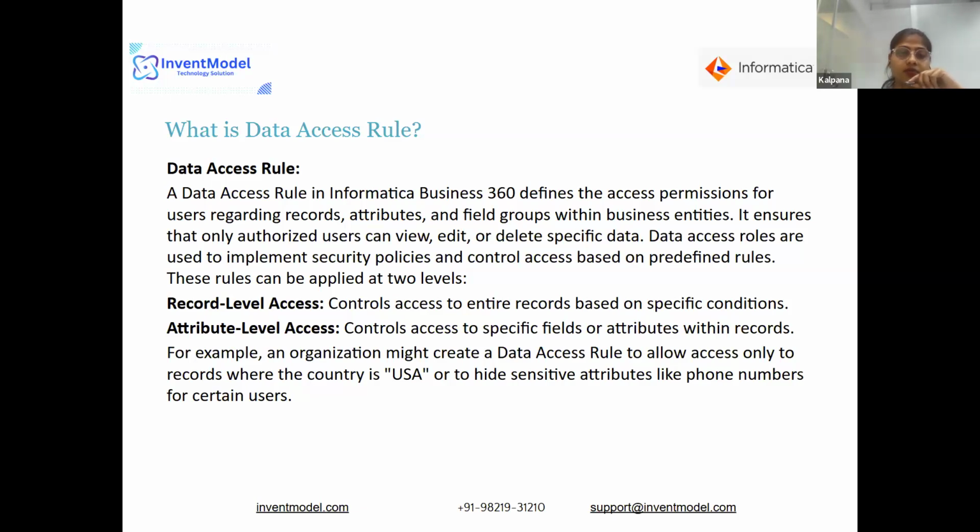I also put an example for that: an organization might create a data access rule to allow access only to records where the country is USA, or to hide a sensitive attribute like phone number for certain users. So here we use the particular country, which is USA, and the attribute, which is phone number, for certain users. We hide the phone number only for certain users on the basis of the country. So this is attribute level access, where we access the data on the basis of a particular or specific field.